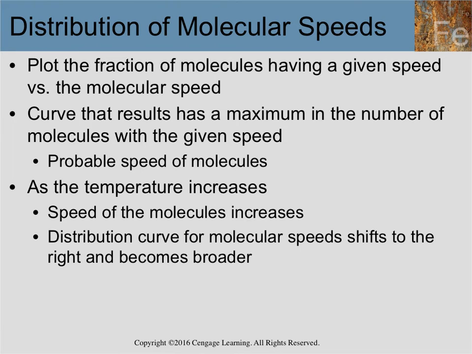So this is a summary of what we just said, that you can plot the number of particles versus the speed, and it gives you the most probable speed, which is the peak, and it also shows what happens when you increase the temperature. Basically, you change the distribution.